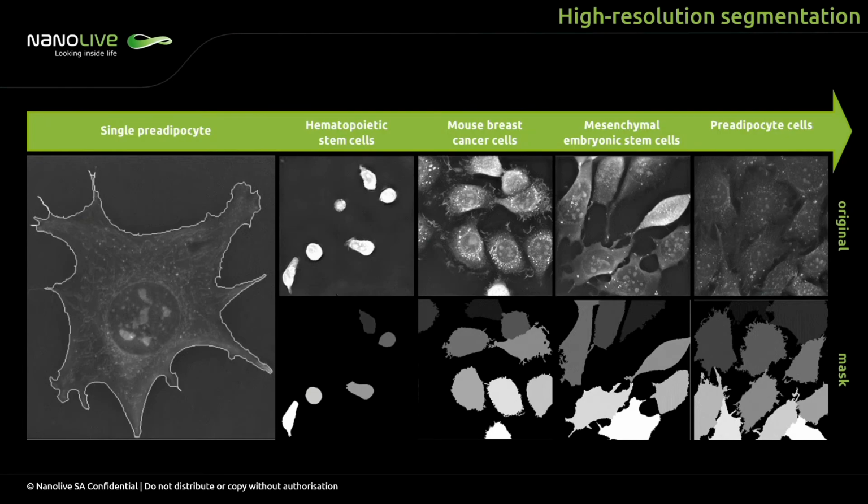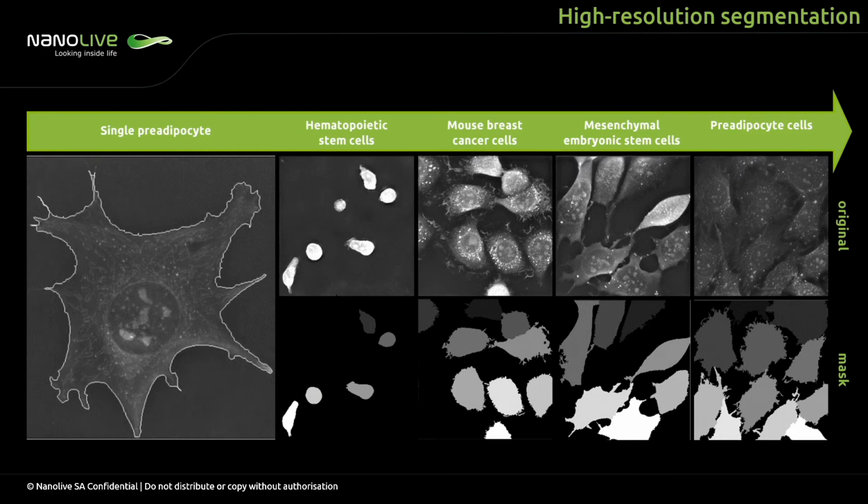So what do we do with these images once they are acquired? Well, there are some analytical and quantitative tools that are provided to be able to make sense of this data. Here we have an example of our segmentation algorithm, which works either on single cells, as you see here on the single pre-adipocyte, or as you increase complexity of the cells in different confluence, you can still achieve a very clear map of these cells.